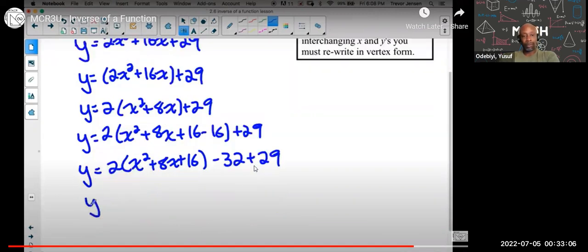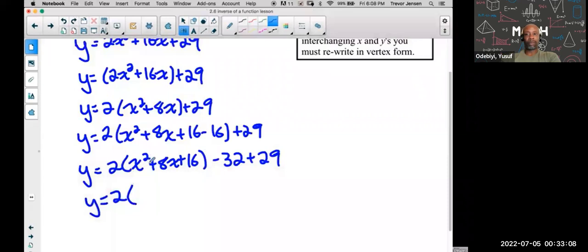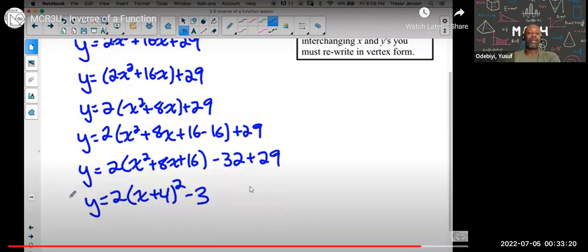Plus 29. Inside the brackets, we have a quadratic. It's a perfect square trinomial. If we find the numbers that multiply to 16 and add to 8, it's 4 and 4. So we can factor x plus 4 times x plus 4, which is x plus 4 squared. There you go. That's the answer. Negative 32 plus 29 is negative 3. Here's our quadratic, and now it is in vertex form.